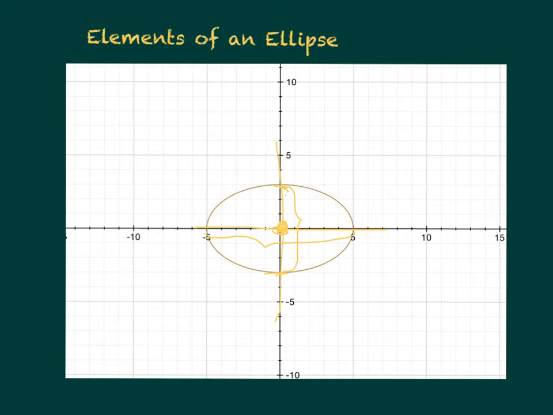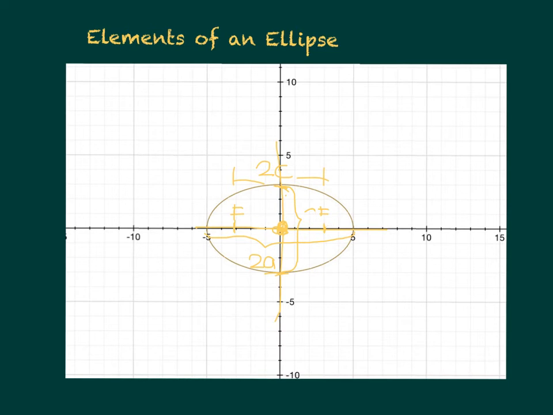Well, besides the center and the axes, we have already talked about foci, which are two points, always on the major axis. Another thing that you must know is that the major axis will always be equal to 2a, and the minor axis will always be equal to 2b. And the distance between focus and focus, so this distance, will always be equal to 2c.